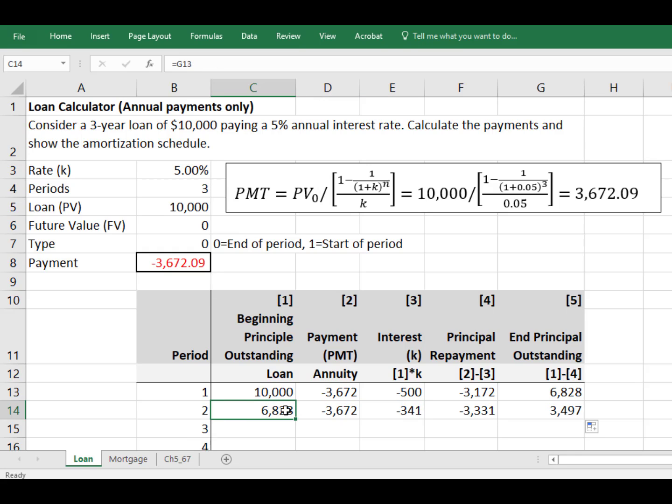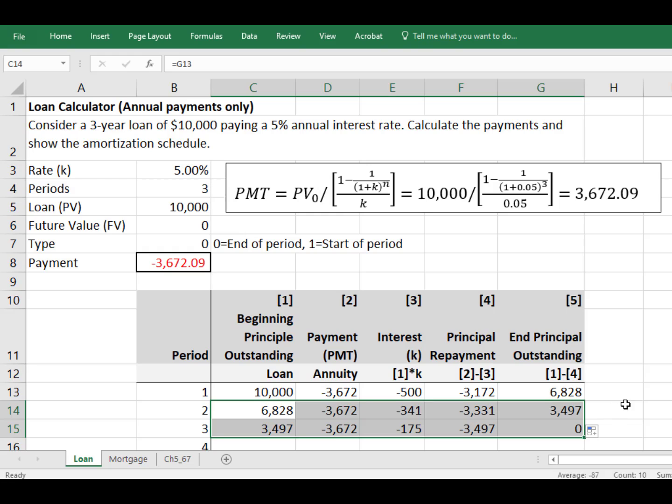And you can see that the principal repayment is simply the difference between these two. Now I have to drag this one down again. I should be able to drag all 3 actually. So I'm simply going to highlight all 3. I was holding down the shift and the right arrow as I did that, and I drag it down one more column. If you've done this correctly, you will see that at the end, your principal outstanding will be in fact $0, and this is your amortization schedule.